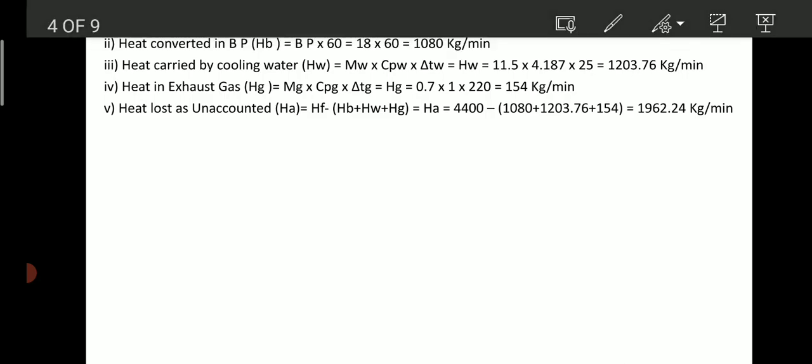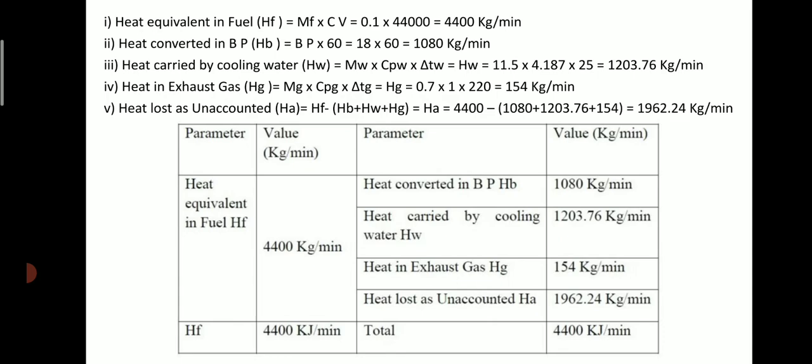If we put this in a heat balance sheet, then we have the heat equivalent in the fuel on the left hand side, 4400 kJ per minute, and on the right hand side we have how this heat is utilized. Heat converted into brake power is 1080 kJ per minute, heat carried by cooling water is 1203.76 kJ per minute, heat in the exhaust gas is 154 kJ per minute, heat lost in unaccounted form is 1962.24 kJ per minute. So the total again matches the heat supplied, that is 4400 kilojoule per minute. This way we have prepared the heat balance sheet.